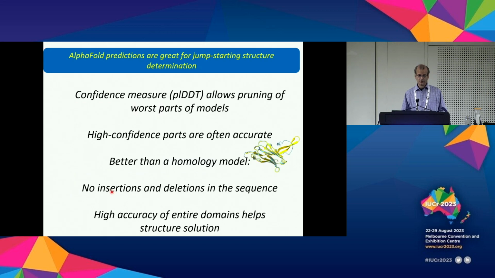All right. So AlphaFold predictions, they're great for jump-starting structure determination. And the confidence measures allow pruning of the worst parts of the models. The confidence measures are often accurate. It's better than a homology model because there are no insertions or deletions in the sequence. And the high accuracy of entire domains helps structure solution. It's a little bit subtle, but in molecular replacement, the key thing is how big a piece do you have that has very high accuracy or is very close to the right answer. The bigger the piece, the more accurate, the better molecular replacement is going to work, and AlphaFold domains are perfect.